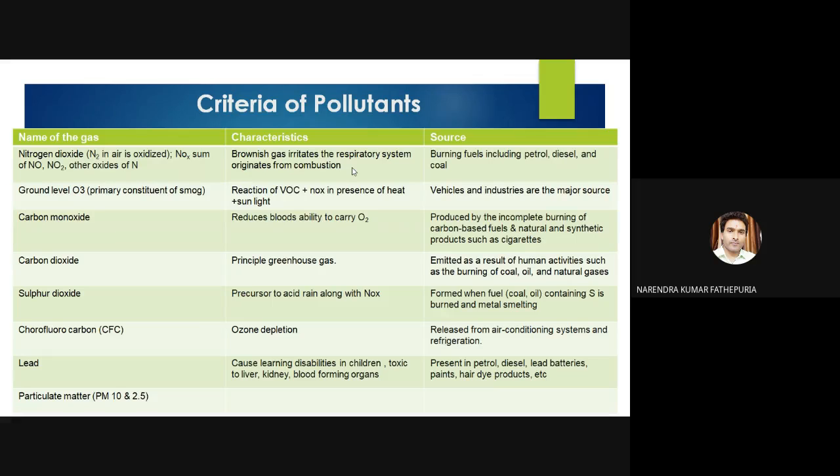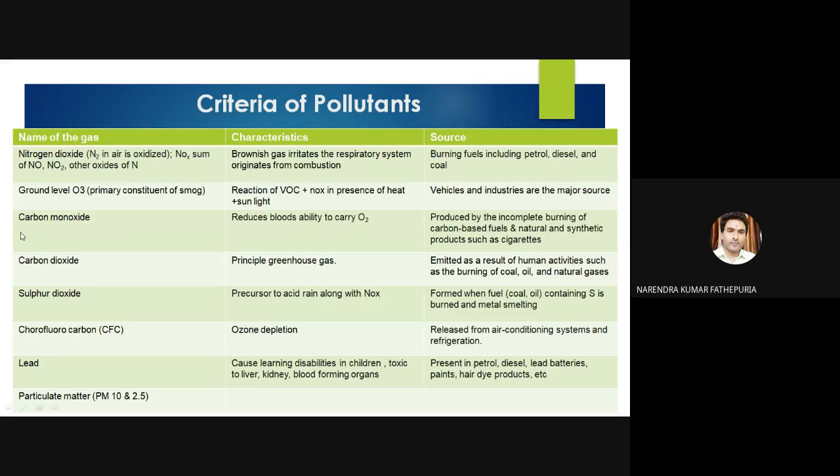Ground level ozone is a primary constituent of smog. It forms from the reaction of VOCs, which are released from the combustion of IC engines, plus NOx in the presence of heat and sunlight. Vehicular emissions and industries are the major sources for it.